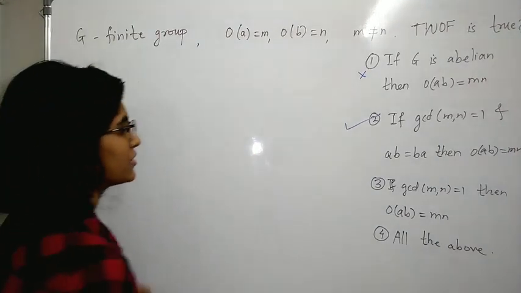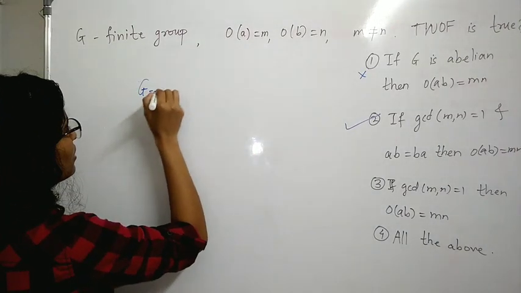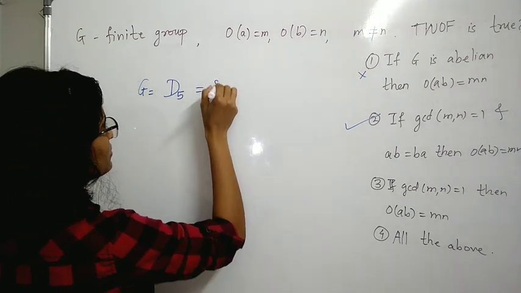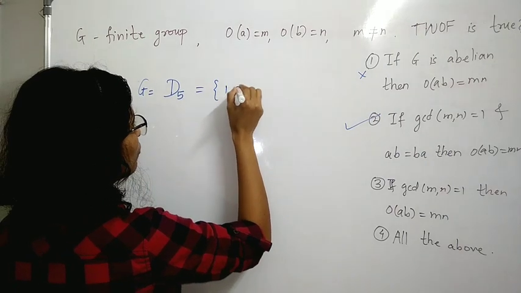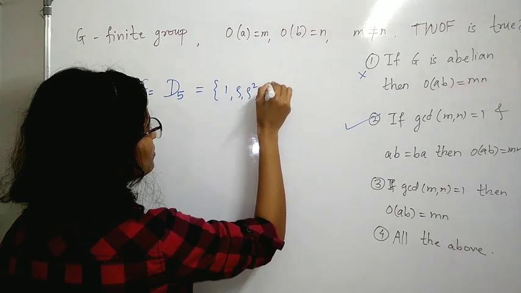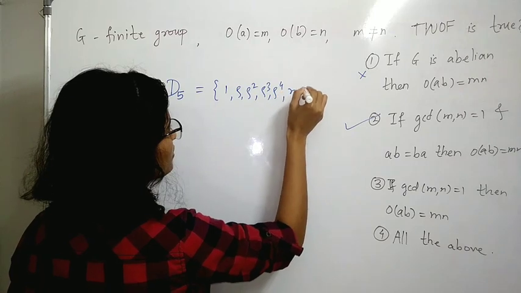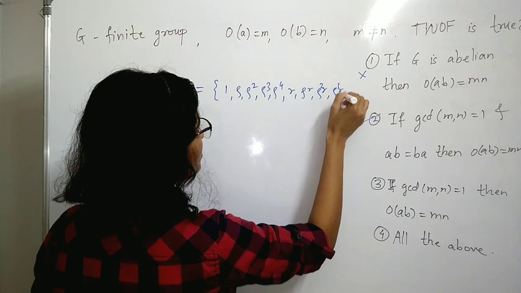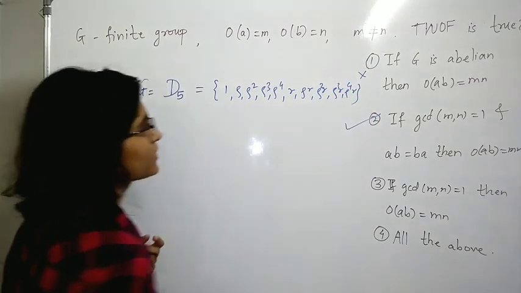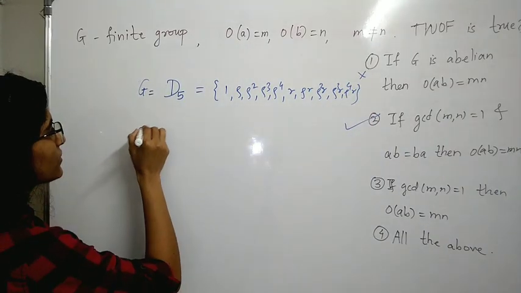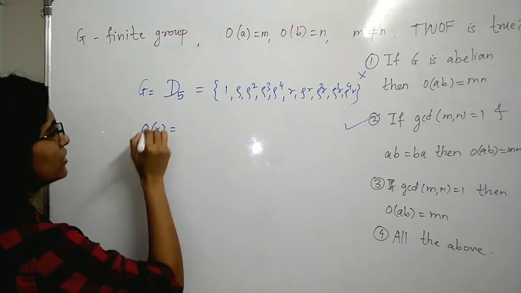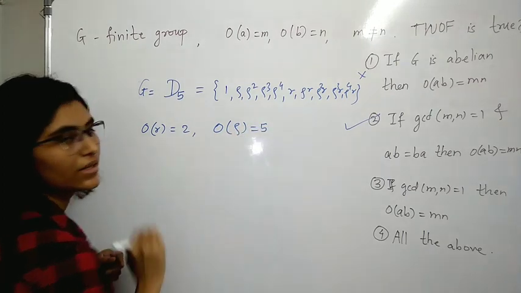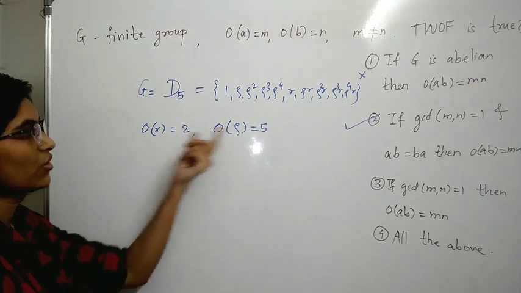So for the third option, take G as D5, and we have already seen that this is just 1, rho, rho square, rho cube, rho raised to 4, R, rho R, rho square R, rho cube R, rho raised to 4 times R. Now order of R here is 2, then order of rho is 5. Clearly M is not equal to N.